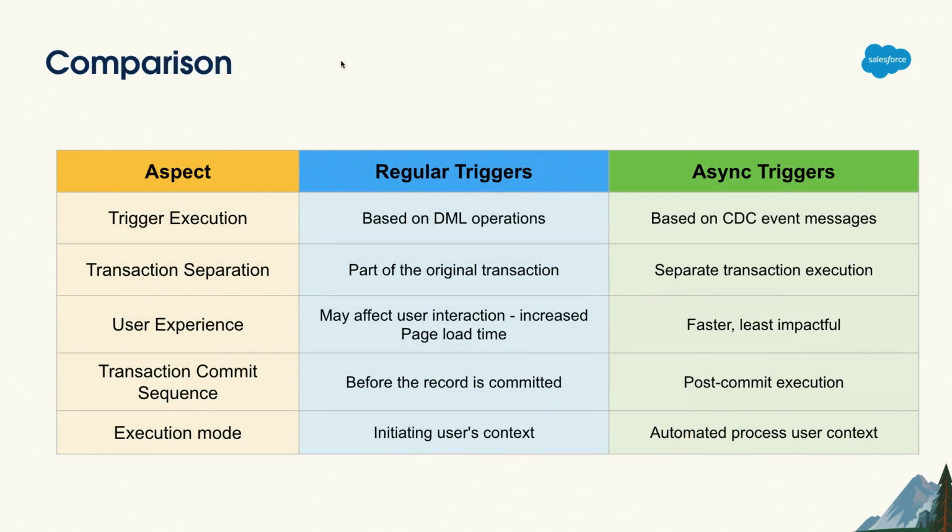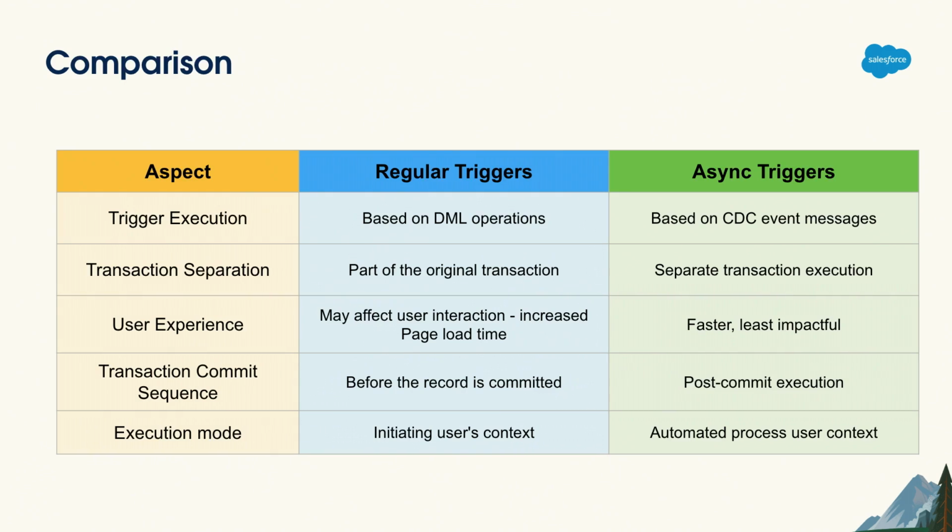Okay, so let's take a moment to see a quick comparison between some of those aspects and what the difference is between regular triggers and asynchronous triggers. To start with, from a trigger execution standpoint, the first one is purely based on DML operations. But asynchronous triggers are purely based on CDC event messages, which means you don't have to rely on the transactional data tables for doing any of these actions.